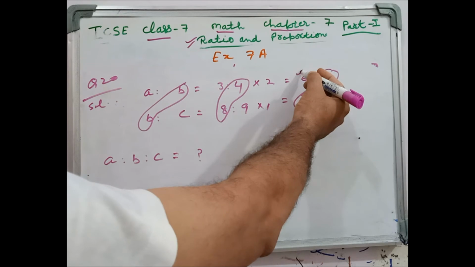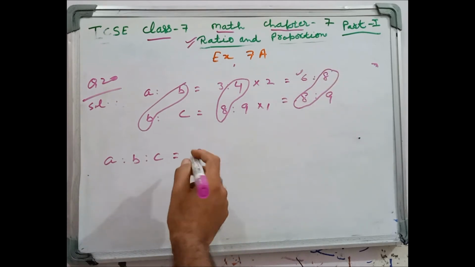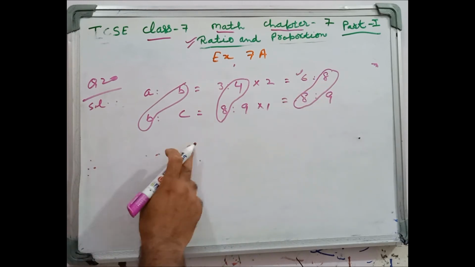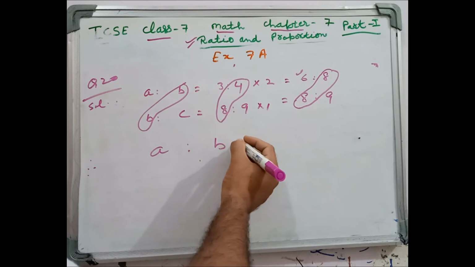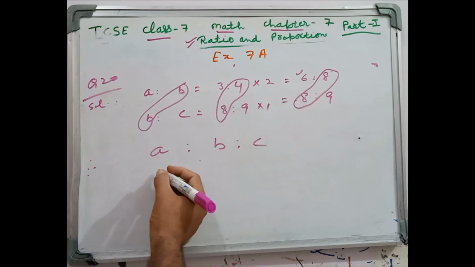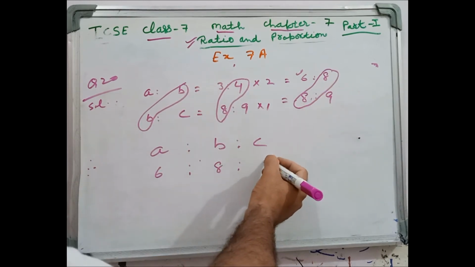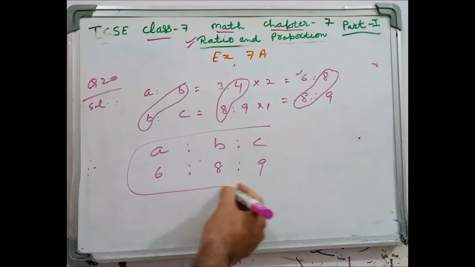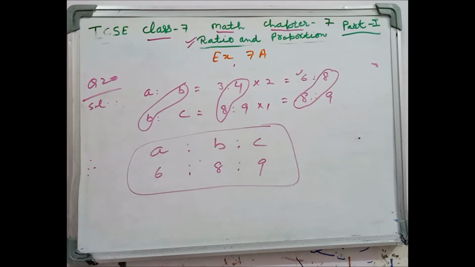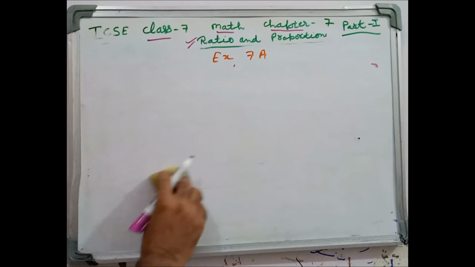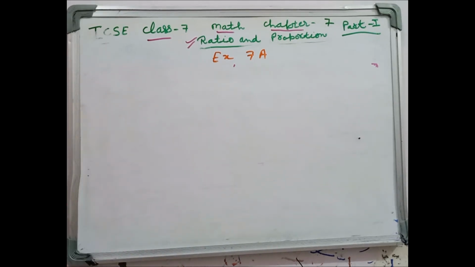So this is A, this is B, and this is C. Therefore, we can write it as A ratio B ratio C. A is 6, B is the common term, we can write it the same, and C is 9. So our question has got solved. No need to panic. 6 ratio 8 ratio 9. Right, students? Now we will move on to question number 21. What is this 21?